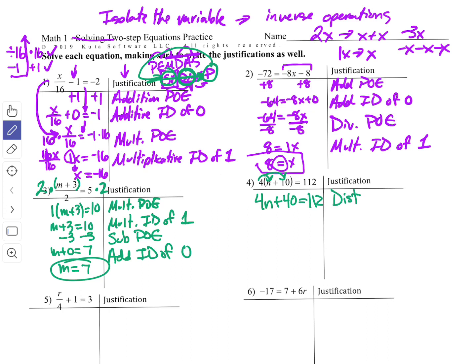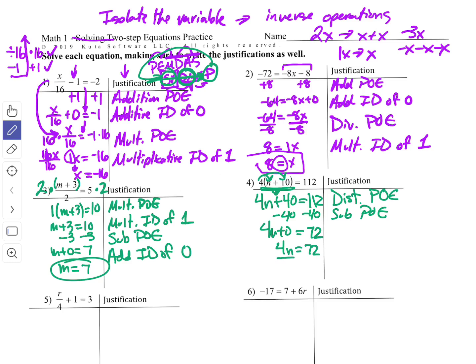Now I use the distribution property, which sometimes it's called the property of addition over multiplication or something weird like that. I just like to call it property of equality because this is equal to this. So now I would subtract by 40 using the subtraction property of equality, giving me 4n plus 0 equals 112 minus 40 would give me some number. For sake of time, I'll just plug it into a calculator. 72. Drop the 0 to get 4n equals 72.